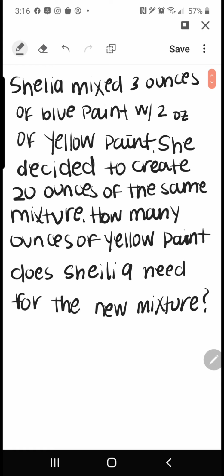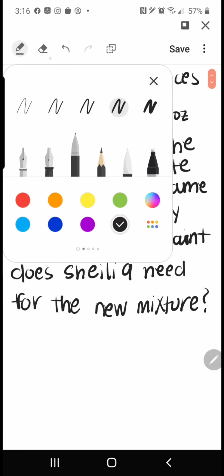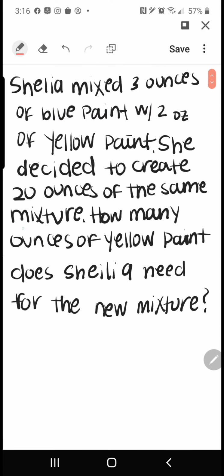However, it says that she decided to create 20 ounces of the same mixture, right? Mixture. So this mixture represents the blue and yellow paint mixed together. And the question asks, how many ounces of yellow paint does Sheila need for the new mixture? Okay, so we're not comparing yellow to blue paint. We are comparing yellow to the mixture.